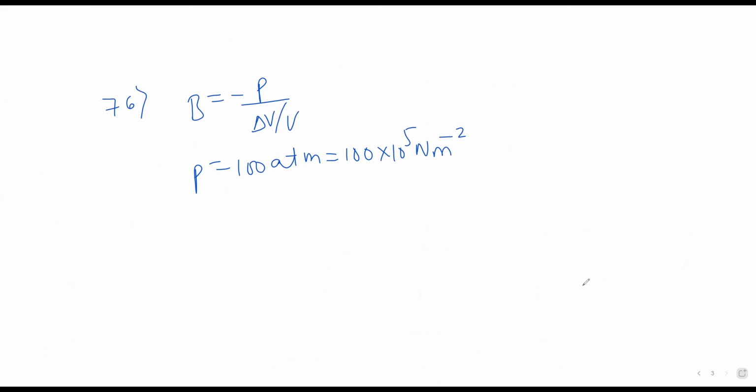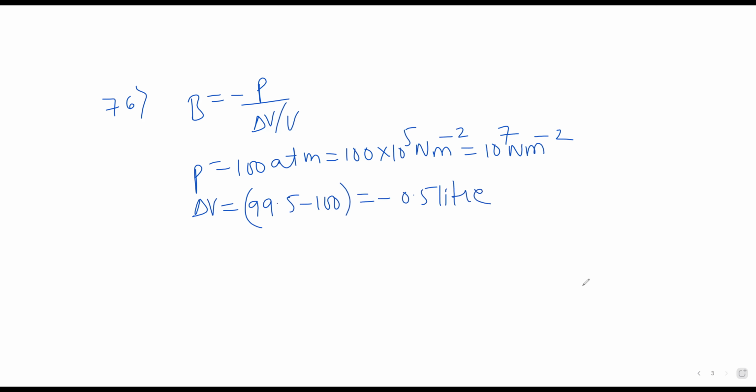According to the definition of bulk modulus, we write B is equal to minus P divided by delta V by V. So here P is 100 atmosphere, and you can write that as 100 into 10 to the power of 5 Newton per meter square, or you can convert that as 10 to the power of 7 per meter square. So delta V is the difference we are taking, that is 99.5 minus 100 liters, which is equal to minus 0.5 liter, and volume is 100 liter.